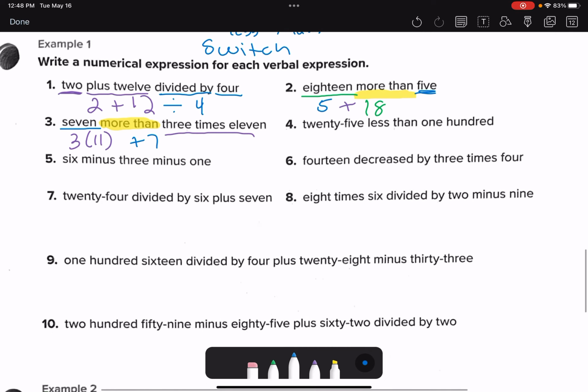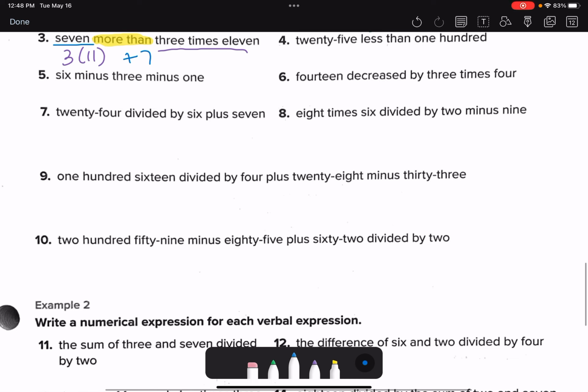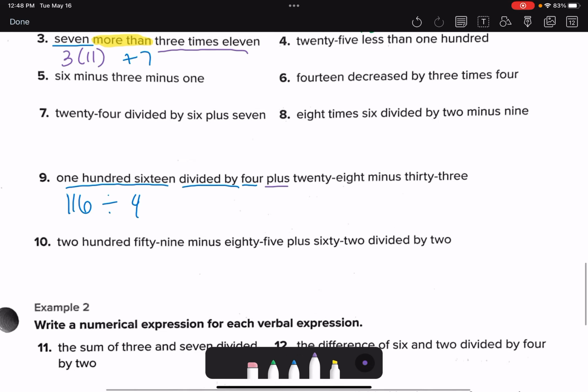All right, let's go ahead and go down a little bit further. We're going to do one of these more difficult problems together. It says 116 divided by 4 plus 28 minus 33. So again, we're just going to go left to right. So it says 116 divided by, that's our first operation. So we're going to have 116 divided by what? 4. That's this phrase. Then we have the next operation, plus what? 28. That's this phrase. Last, it says minus. That is a subtraction sign. What? 33.